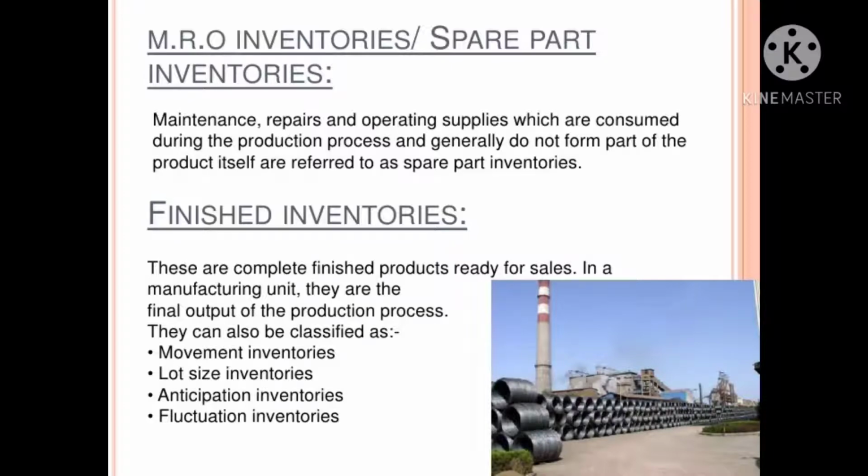Next is the finished inventories. These are the complete finished products ready for sales. In a manufacturing unit, they are the final output of the production process. They can also be classified as movement inventories, lot size inventories, anticipation inventories, fluctuation inventories.